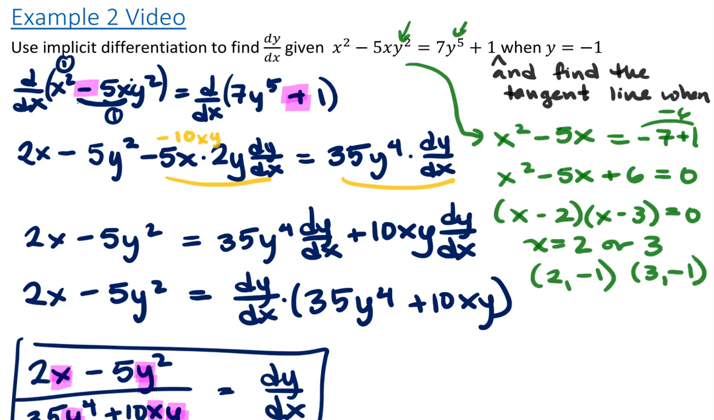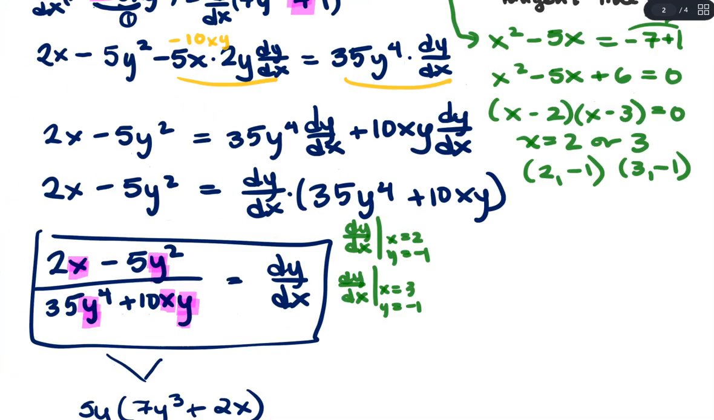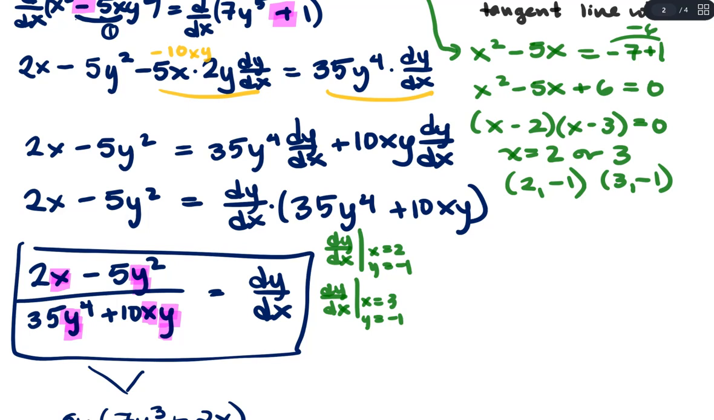And since it hasn't been specified for me, I could work on finding the tangent line at both of those points. So I will need dy/dx evaluated when x equals 2 and y equals -1. And I will need dy/dx evaluated when x equals 3 and y equals -1. Okay, so, sorry, jumping my screen around.